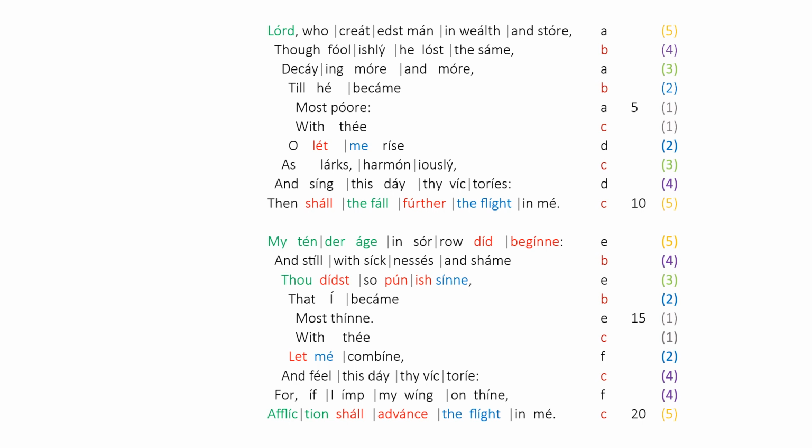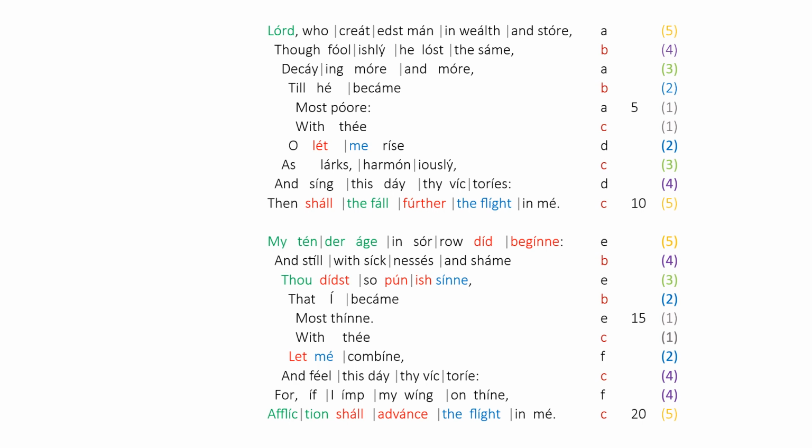And so what he wants is he wants to combine, right? He says, Lord, let me combine and feel this day thy victory, right? Let me combine with you. And that again re-echoes the previous wings, right? Let me rise with you, let me combine with you and feel your victory. He says, if I imp my wing on thine. So imping, I had to look this up many years ago teaching this poem. Apparently, I'm not a falconer, I'm not into falconry, but apparently a practice in falconry is to imp a bird's wings with feathers to give it more lift. I think I'm getting that right.